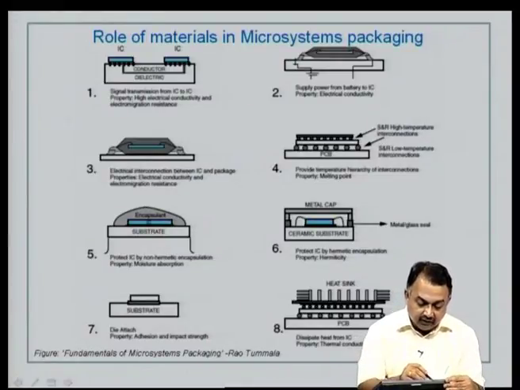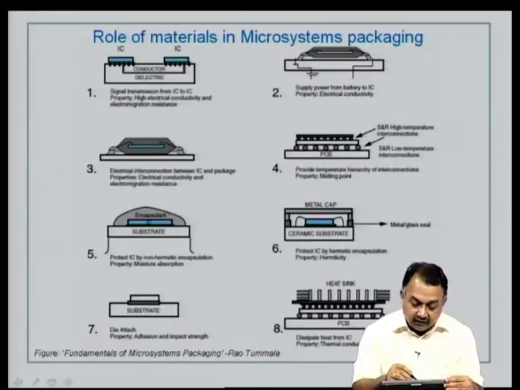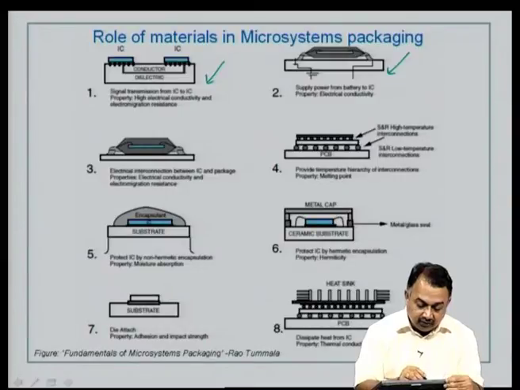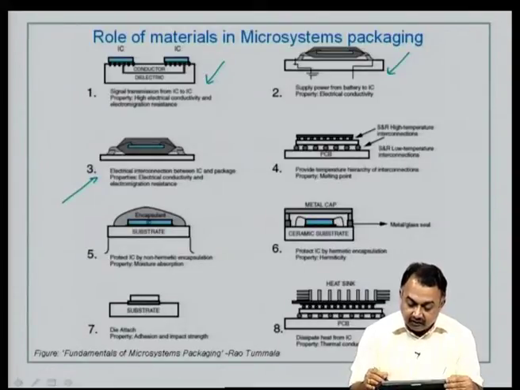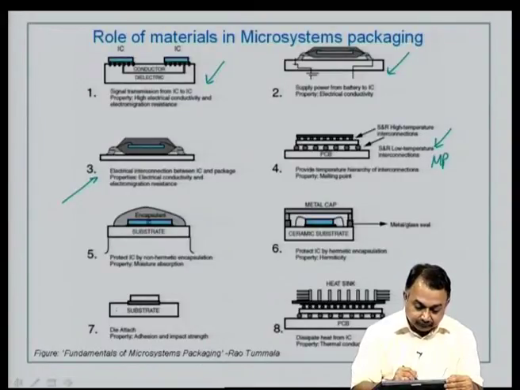One could be the signal transmission from IC to IC. There we are worried about the electrical conductivity, okay, very important. Then we talk about electrical conductivity, that is from the battery to the IC, again through the interconnections. Then we talk about electromigration resistance and electrical conductivity in the electrical connection between IC and package. Then again various materials are used, you are worried about the melting points of these materials.